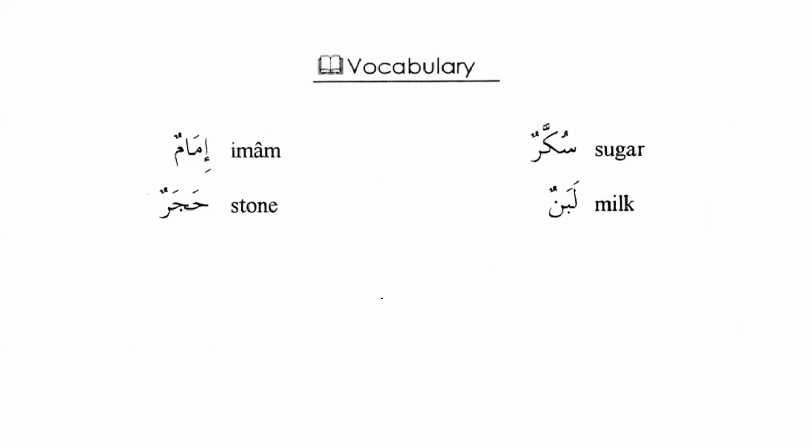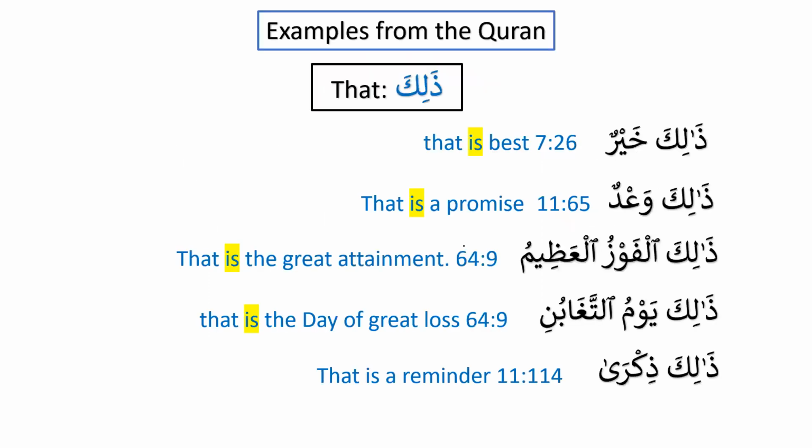The vocab: this lesson has only, as we can see here, 4 words. So imamun means the leader. And please be careful that this is with kasra. If we read it with fatha, then the meaning will definitely change. So imam means the leader. Then we have sukkarun, that means sugar. Hajarun is stone. And laban is milk. So the vocab, inshallah, we will continue with the vocab as well so that we don't forget what we are learning. Now we have examples from the Quran. So it's a very small lesson. It's only about dhalika and wow. So that's why, inshallah, we have to go straight away to the examples from the Quran.